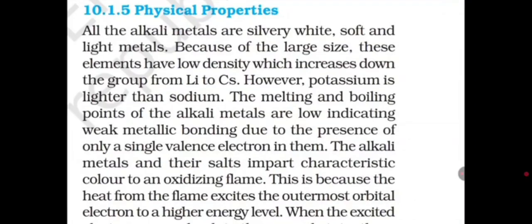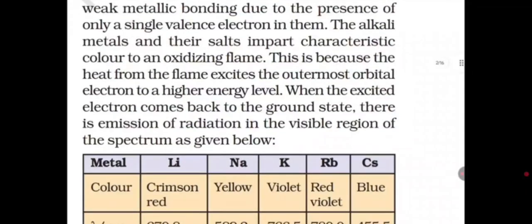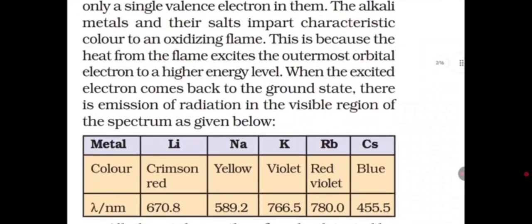All the alkali metals are silvery white, soft and light metals. Because of the large size, these elements have low density, which increases down the group from lithium to cesium. However, potassium is lighter than sodium. The melting and boiling points of the alkali metals are low, indicating weak metallic bonding due to the presence of only a single valence electron in them.